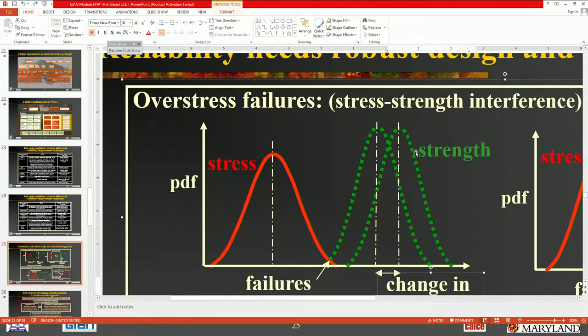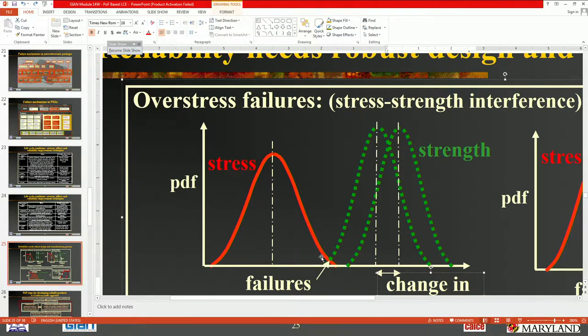Okay, that's shown by the green distribution. Let's go with this green distribution. And the stress distribution that I'm expecting is in red. You can calculate the probability of failure by calculating the probability that stress is going to exceed the strength. That happens where this intersection is happening. That's where you have a finite probability that the stress may exceed the strength.